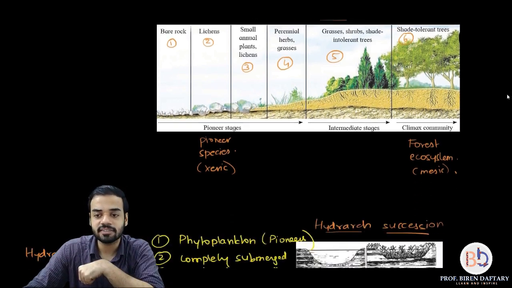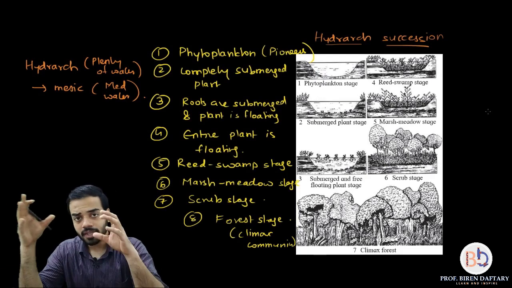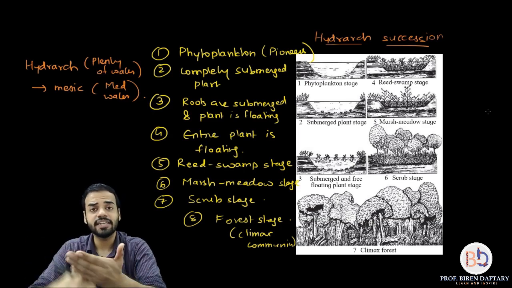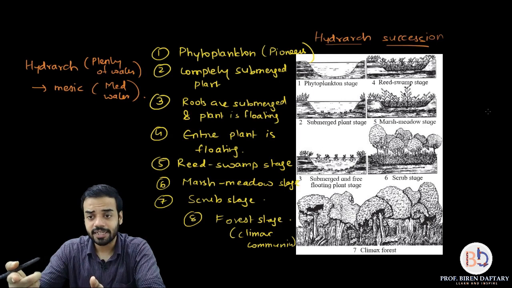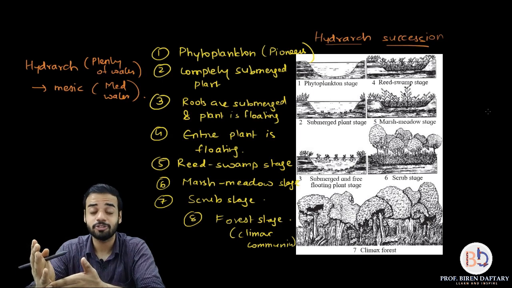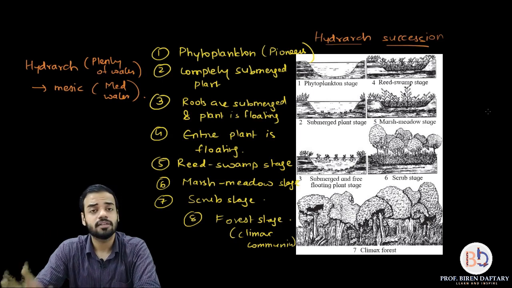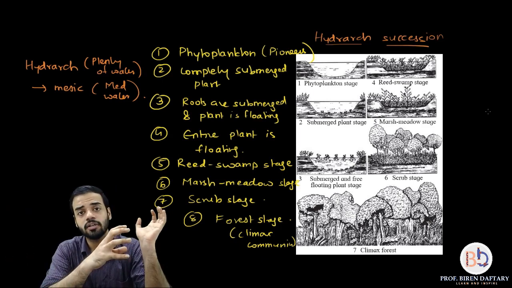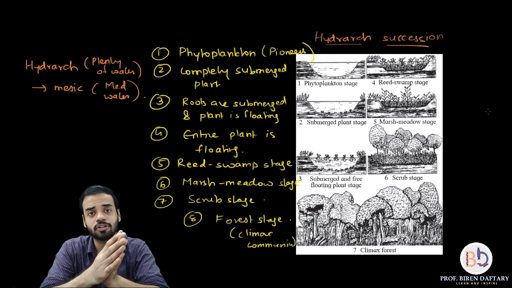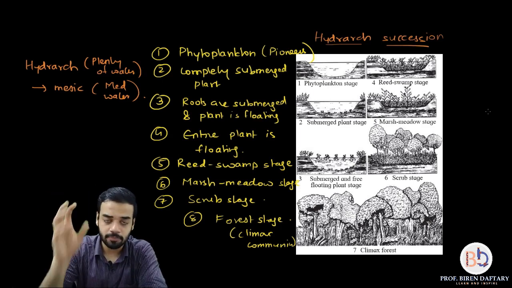Then in hydrarch succession we started with plenty of water, phytoplanktons are the pioneers, then the submerged stage, then the root floating stage, then the reed swamp stage, then the marsh meadow stage, then the scrub stage, and finally the forest community is produced, right? So in the case of hydrarch, a lot of water comes to medium water, and in xerarch, very little water ends with medium water. Is this clear? So with that, friends, we have completed our primary succession in plants.